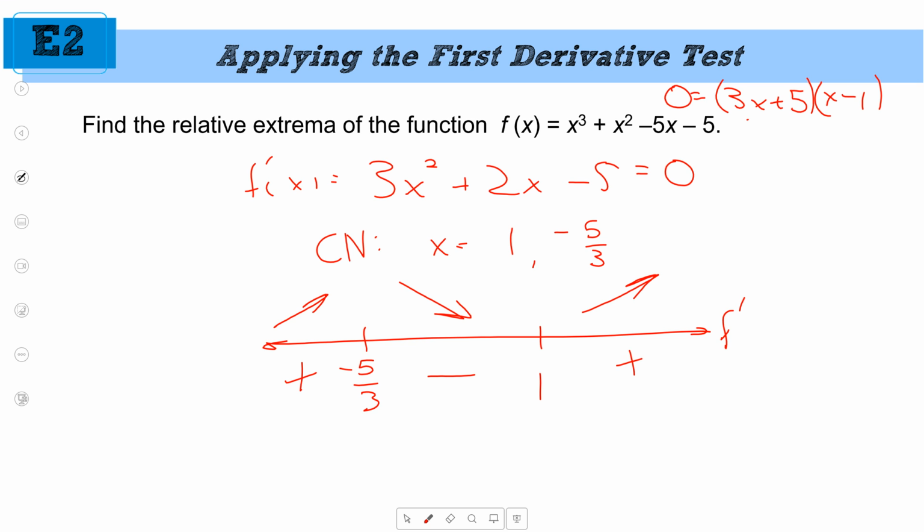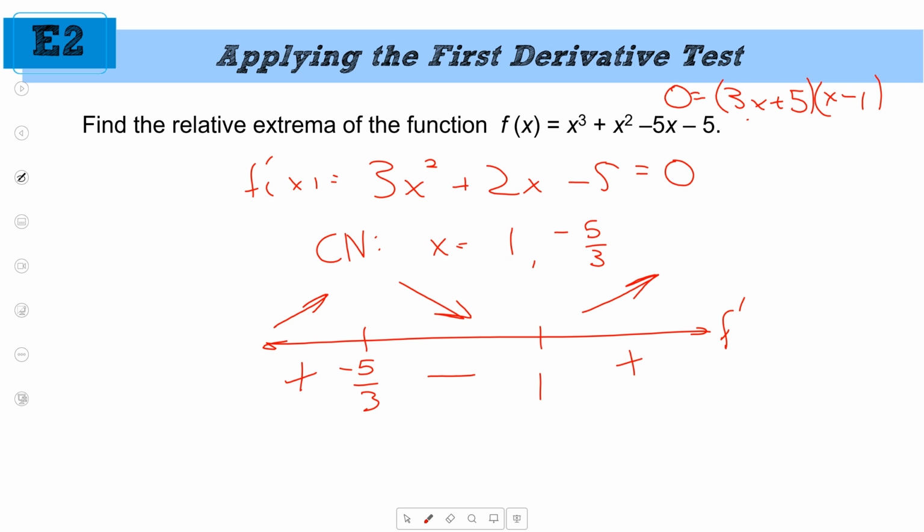So let me write it on my calculator. 2 cubed plus 2 squared. What are you plugging it in? The original. So negative 2. Beautiful. Relative maximum at negative 5/3.